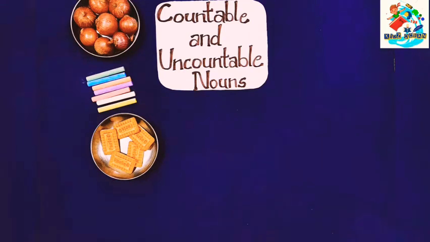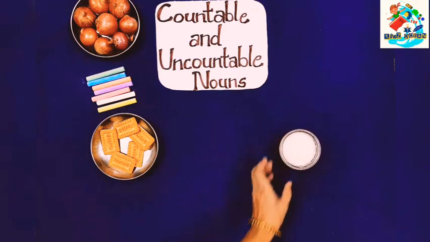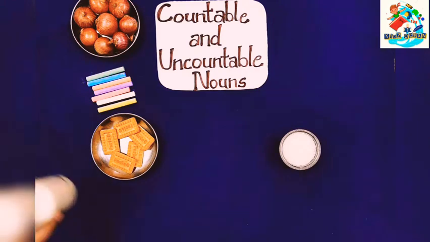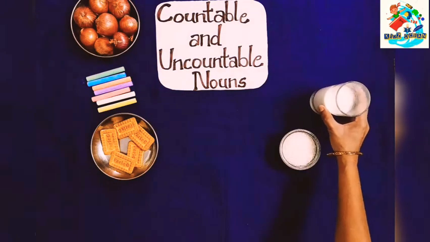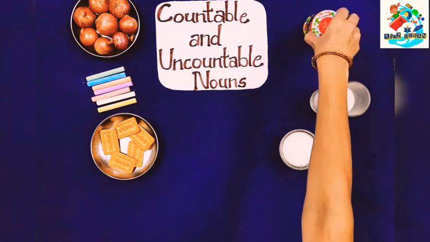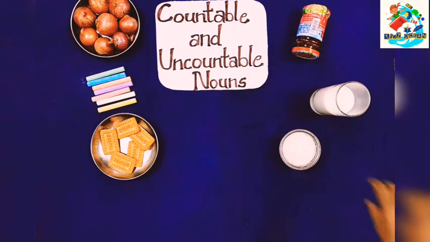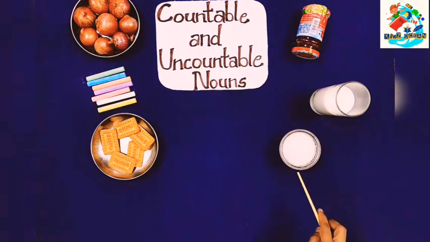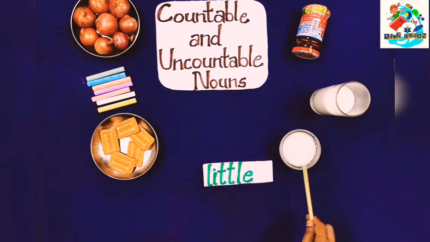Now I will show you some more things. Sugar. A glass of milk. And a jam bottle. Now, can you count the sugar? No, we cannot count. So, we use certain words like little before the noun. For example, put little sugar in my coffee.